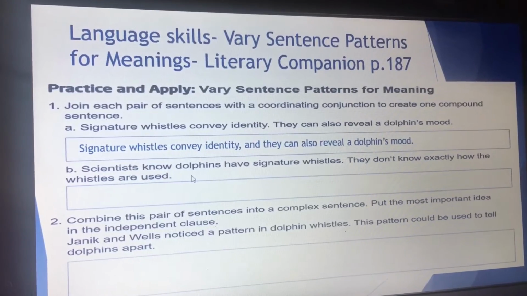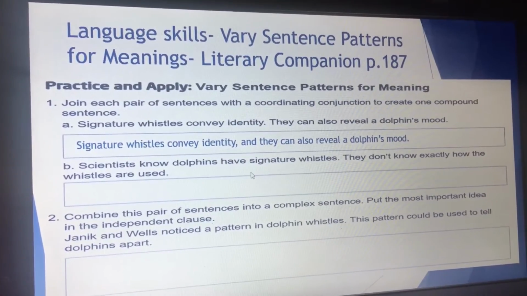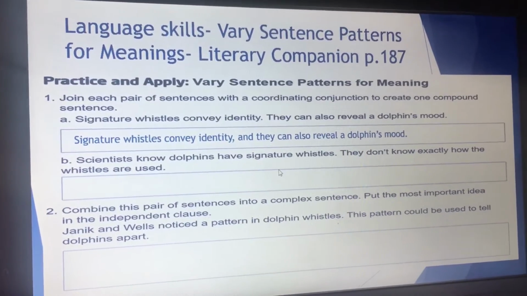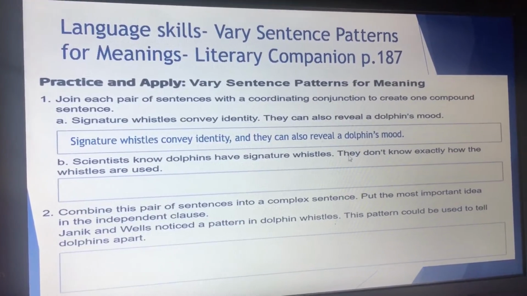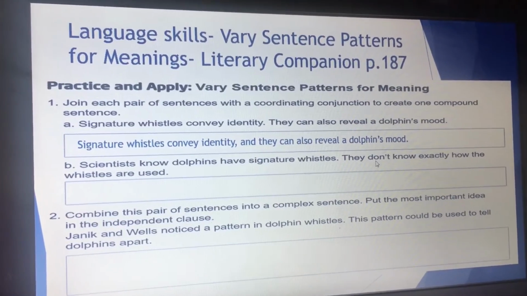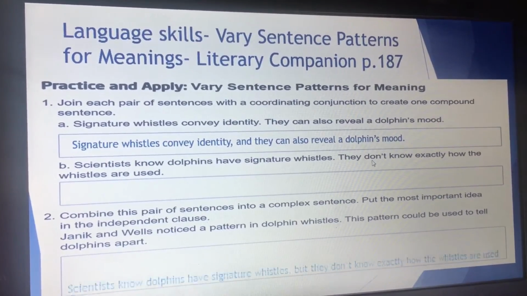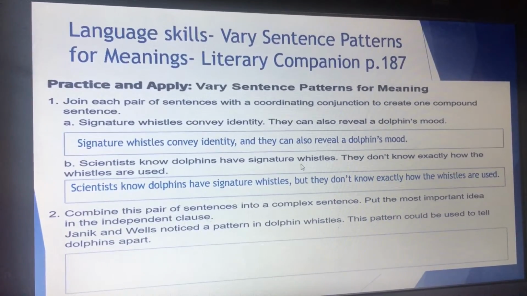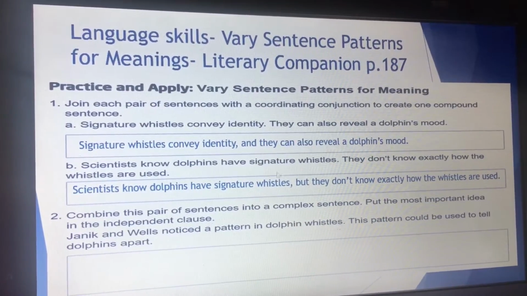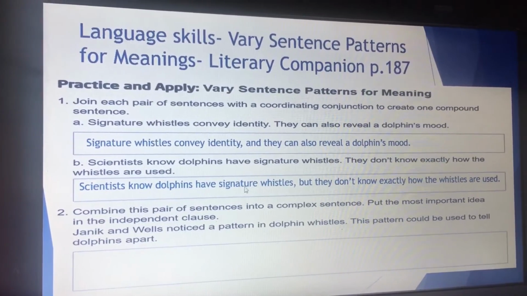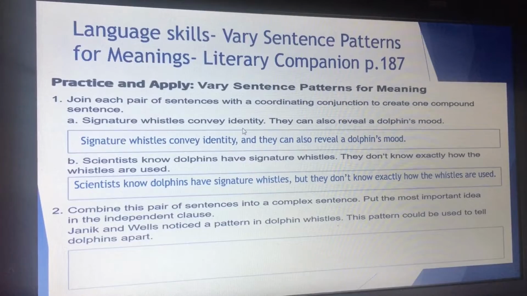Now the second one, scientists know dolphins have signature whistles. They don't know exactly how these whistles are used. Now both of them complete each other, but we have a contrast over here. That's why we have to use but, because it won't work if we use and, because it's not about the same idea. So now this is practice number 1, or exercise number 1.